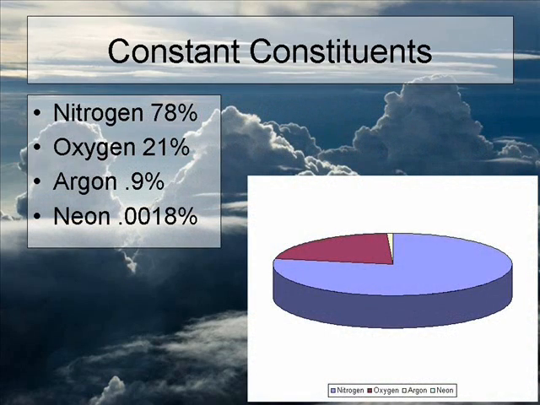Well, let's take a look at some of the concentrations here of the constant constituents of the atmosphere. By far, your largest constant constituent is nitrogen, N2, diatomic nitrogen. I have a little pie chart that I made down there in the bottom, and you can see that about 78% of Earth's atmosphere is nitrogen.